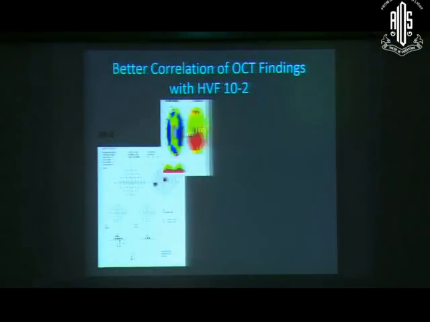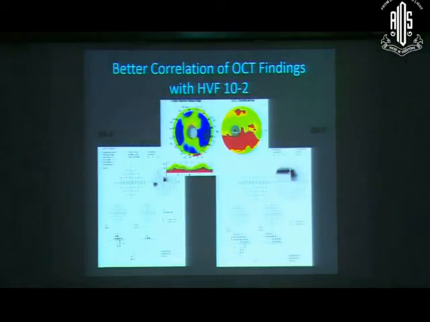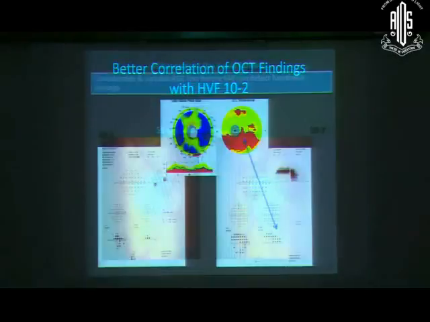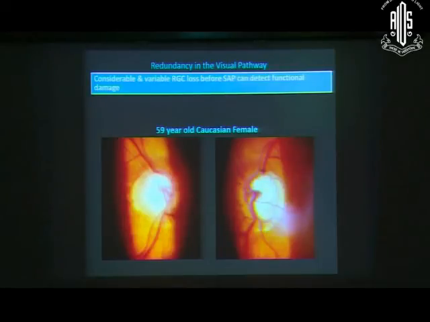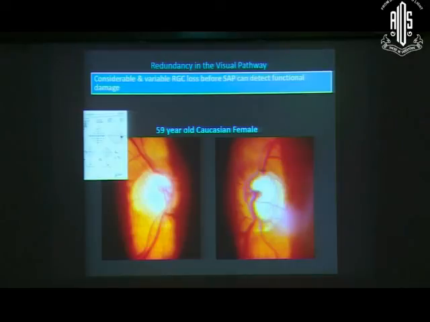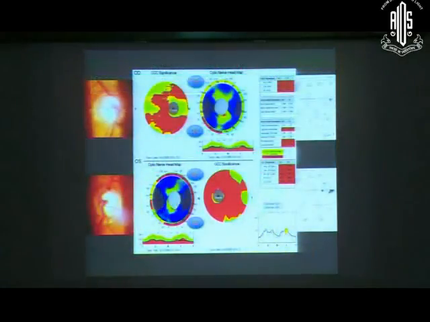If you look at a 24, you see a small paracentral defect, but roughly, if you look at the correlation, there's a far better correlation with 10:2 visual fields than with 24:2. This is a lady who has advanced cupping, but if you look at the visual fields, they're practically normal in the right eye. In the left eye, she's got an early arcuate and nasal step.